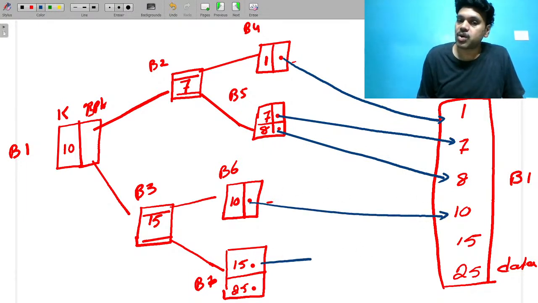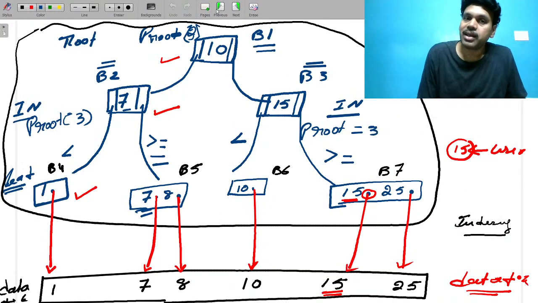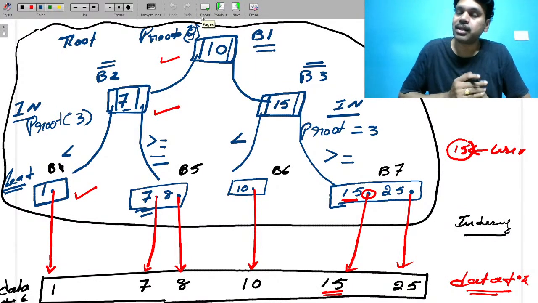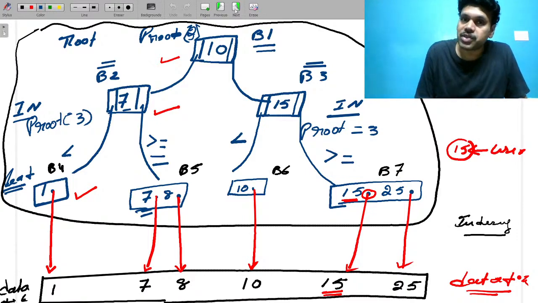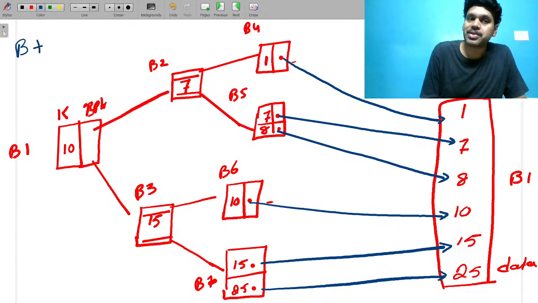So this is how exactly an RDBMS looks like. Earlier I showed you, observe carefully, this is your data structure as you might have learned. But now this one is exactly the RDBMS B plus tree structure. So your B plus tree, according to RDBMS, looks like this.